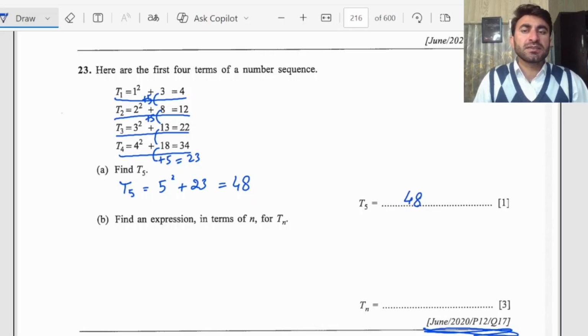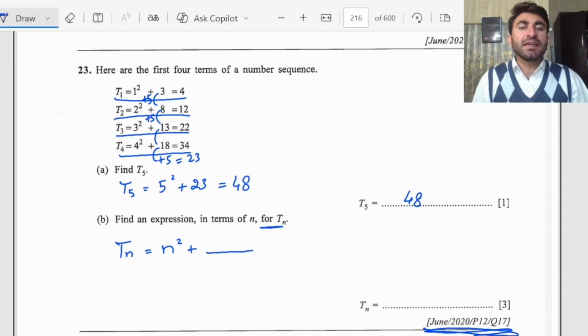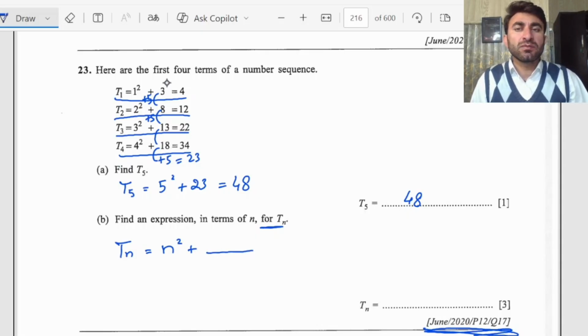In part b it stated: find an expression in terms of n for Tn. So we are to find the expression for Tn, the nth term formula for that sequence. Because it is Tn, we know we first square the term number, so it will become n squared, and then we add a term to it. To find that term, we observe that it is a linear sequence, 3, 8, 13, 18.